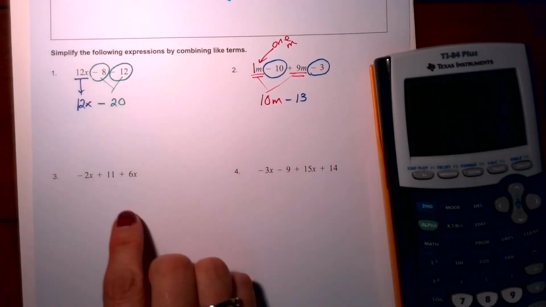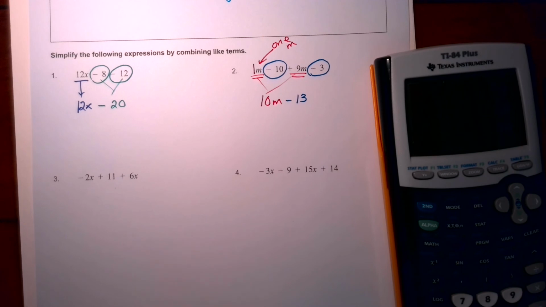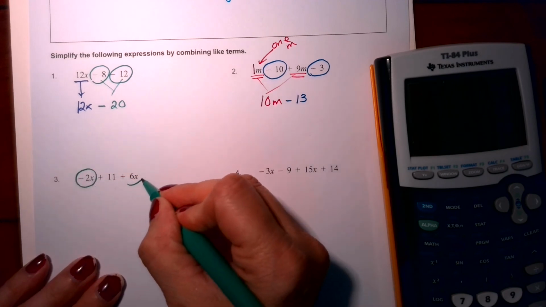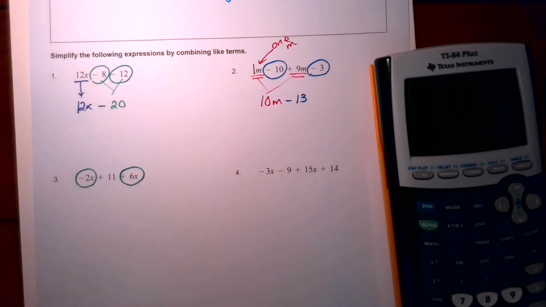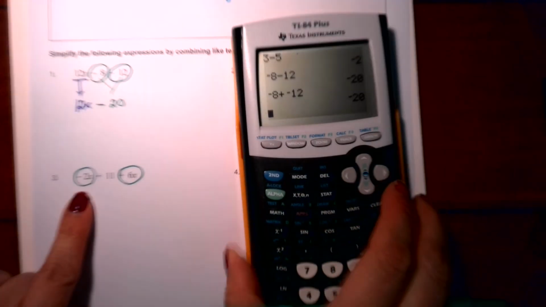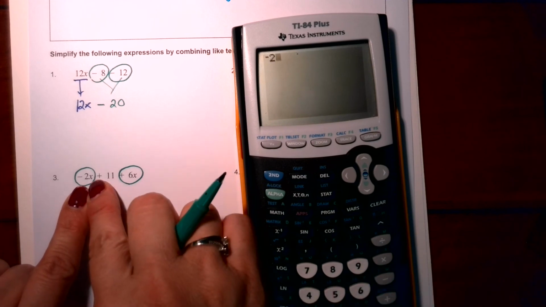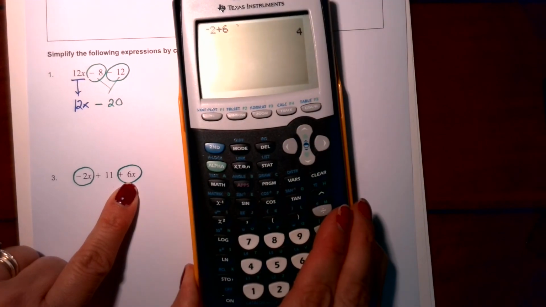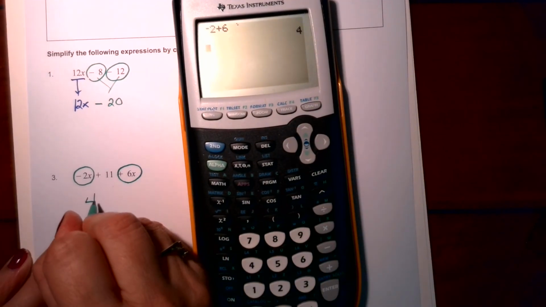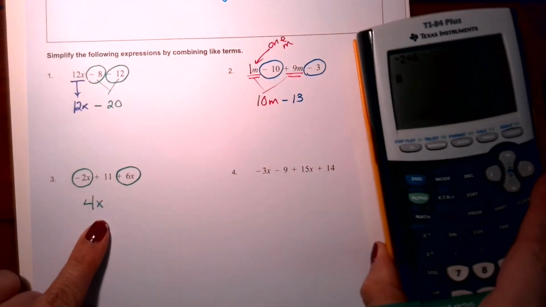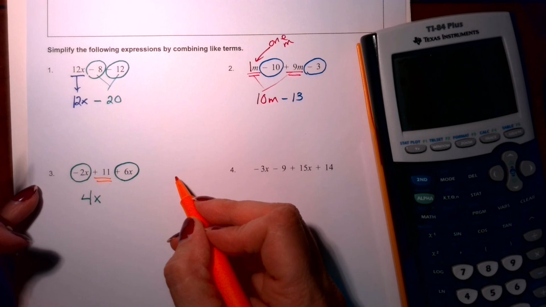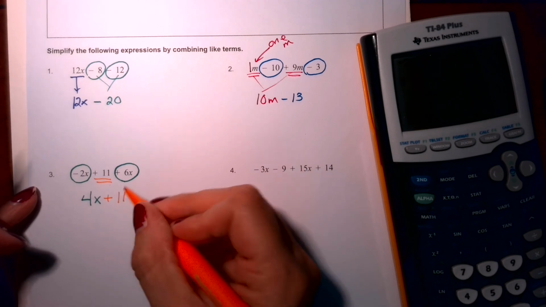Last couple. Let's combine like terms. I noticed that there's some x's here and x's here. We're going to combine them. Maybe I'll use my calculator. Negative 2 x's are there, plus 6. Let's combine them, and that makes how many? Well, that makes 4 x's. Make sure you type the x. And then the 11, he's a number, but there's no other numbers to go with him, so we'll just say plus 11.